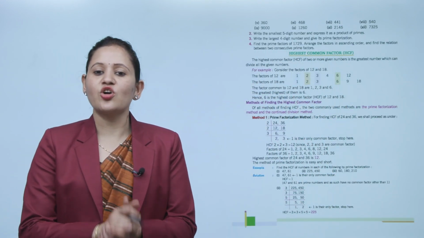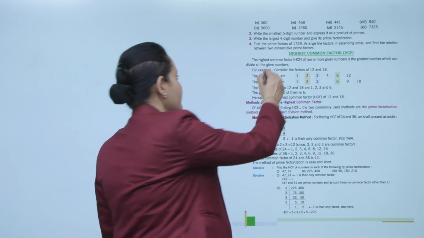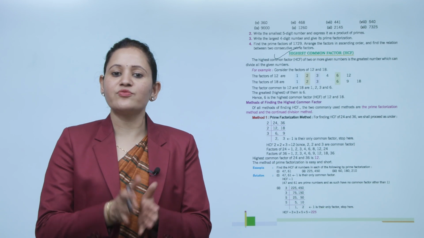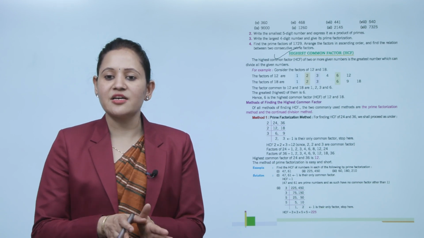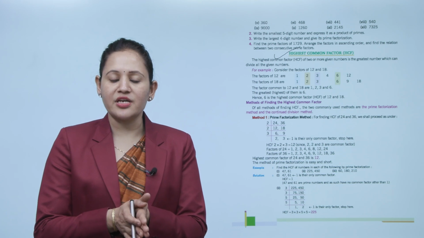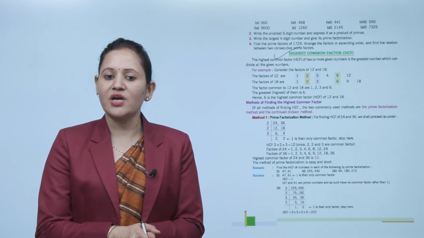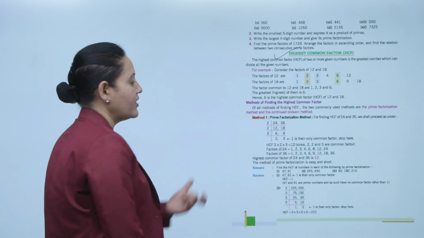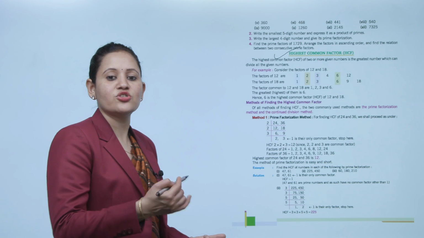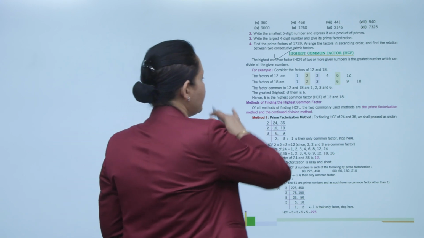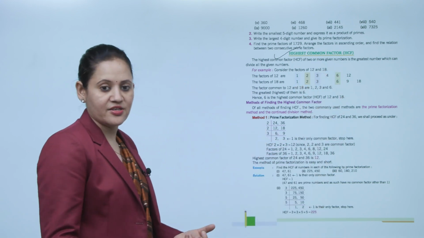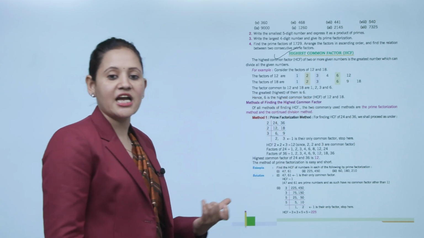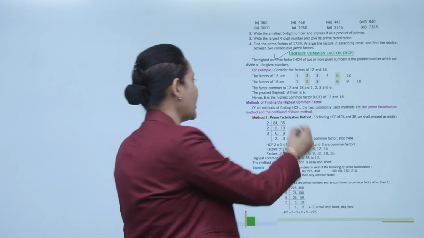Next is highest common factor or HCF. The highest common factor, HCF, of two or more given numbers is the greatest number which can divide all the given numbers. For example, consider the factors of 12 and 18. So these are the factors of 12 and 18. Now we'll write the common factors. Common factors are 1, 2, 3 and 6. Among these, which one is the highest? 6. Clear? The greatest of them is 6. So 6 is the highest common factor of 12 and 18.